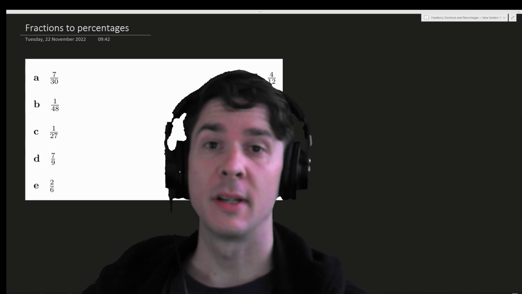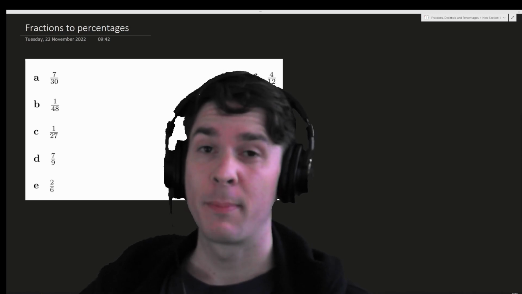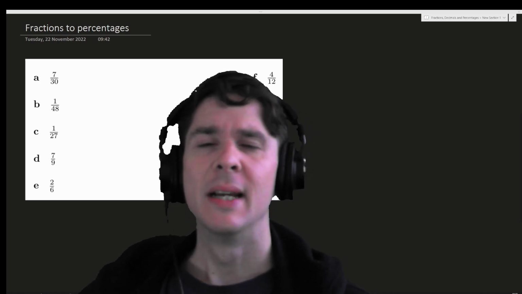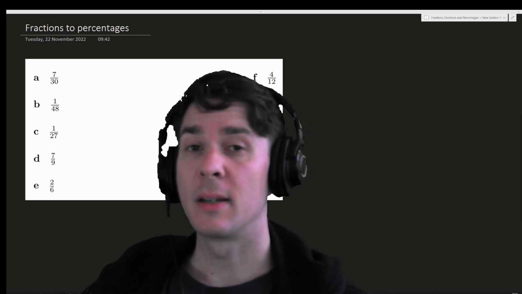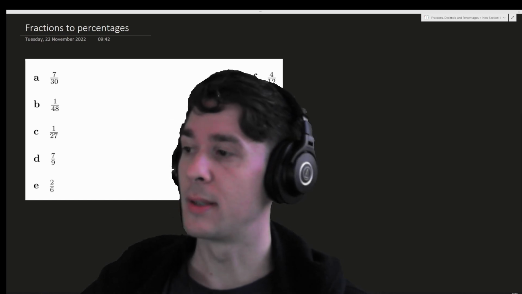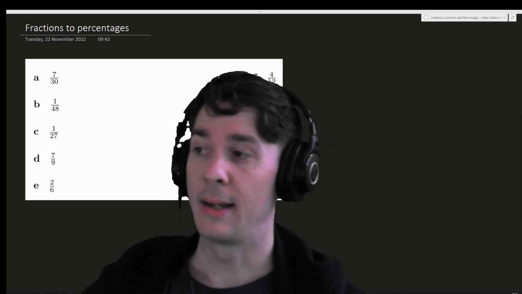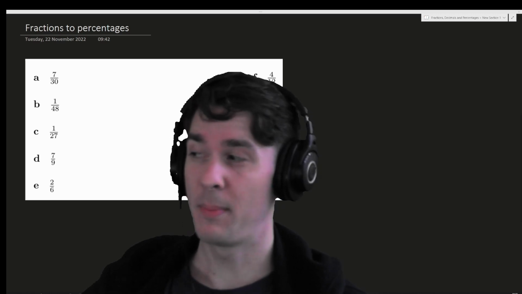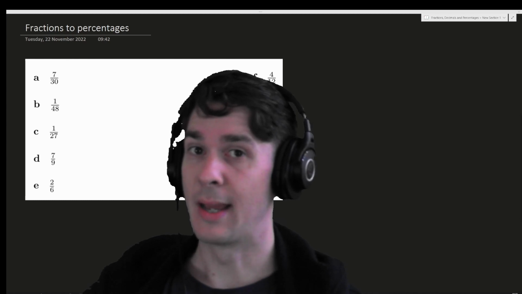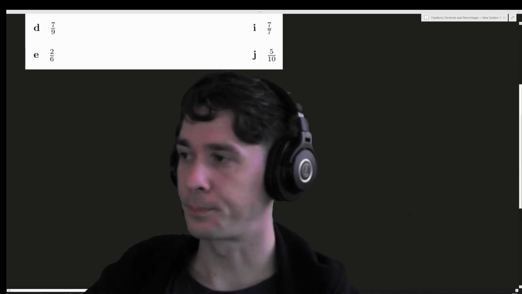Converting fractions to percentages is, in my opinion, often the hardest conversion we have to do. There's an easy way to do it, but it doesn't work for all fractions. Of the fractions that I have in front of me, I can only see one, maybe two that we can do easily. So let's start with looking at how we do the conversion.